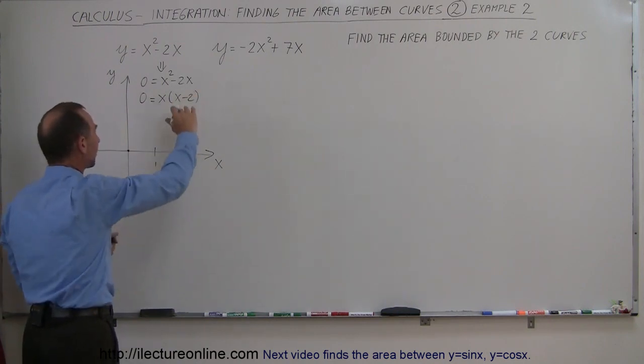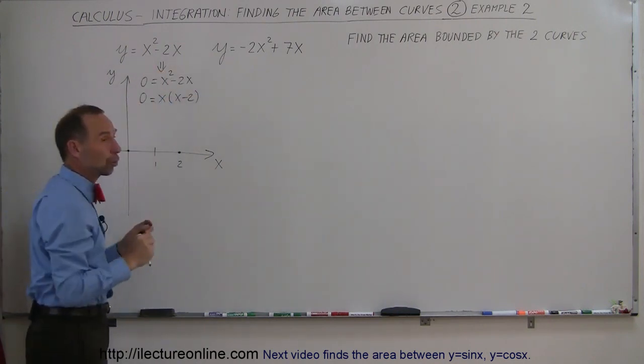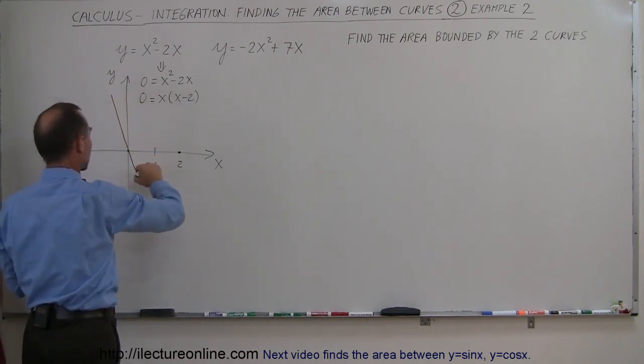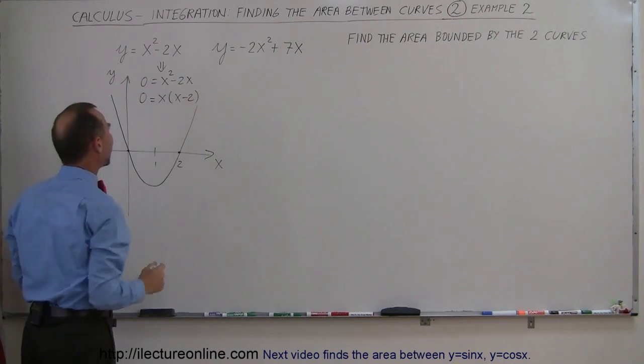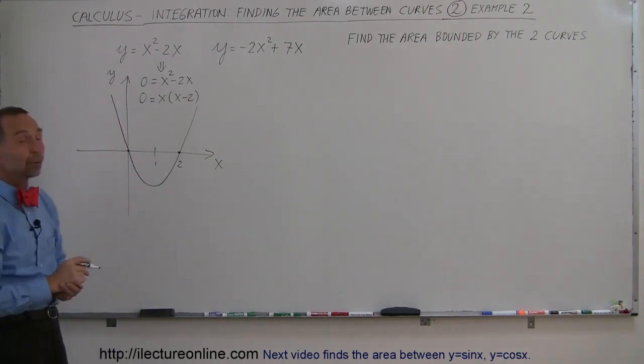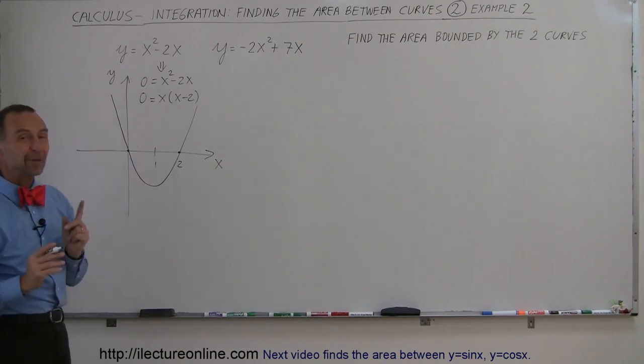And since it's a parabola that opens upward because the x squared term is positive, then the parabola will look something like this. Again, it doesn't have to be exact. It just has to be a sketch so you can figure out what you want to do with this problem. All right, doing the same with that one.